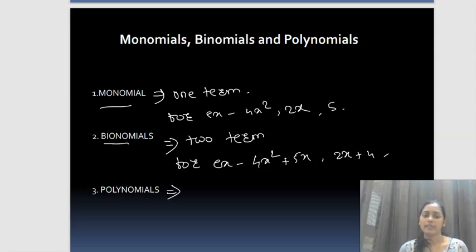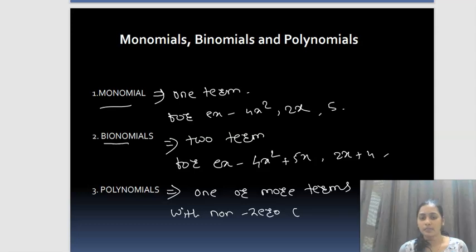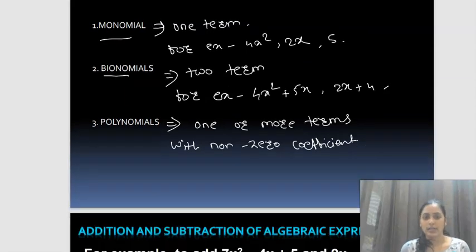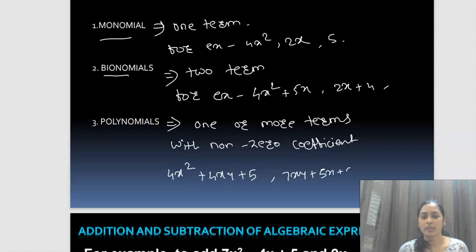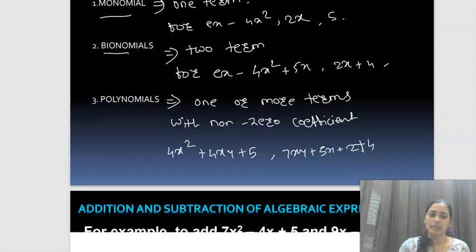And the last one is polynomial. A polynomial is an expression that contains one or more terms with non-zero coefficients. That is a polynomial. Examples of polynomials are 4x square plus 4xy plus 5, or 7xy plus 5x plus 2 plus 4. These are examples of polynomials.